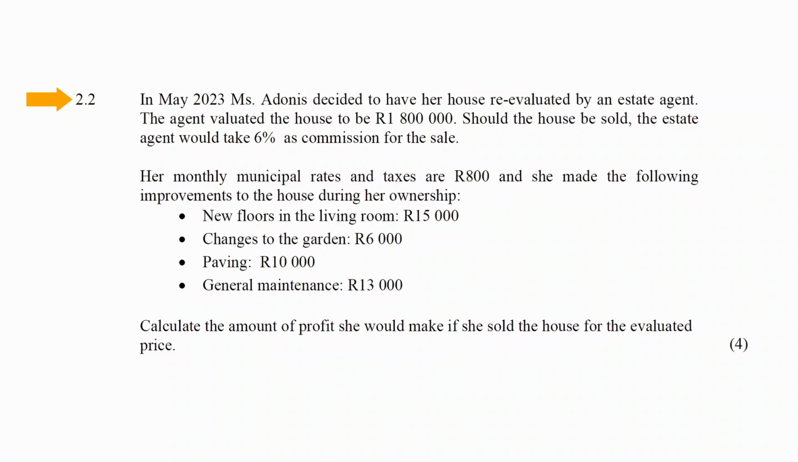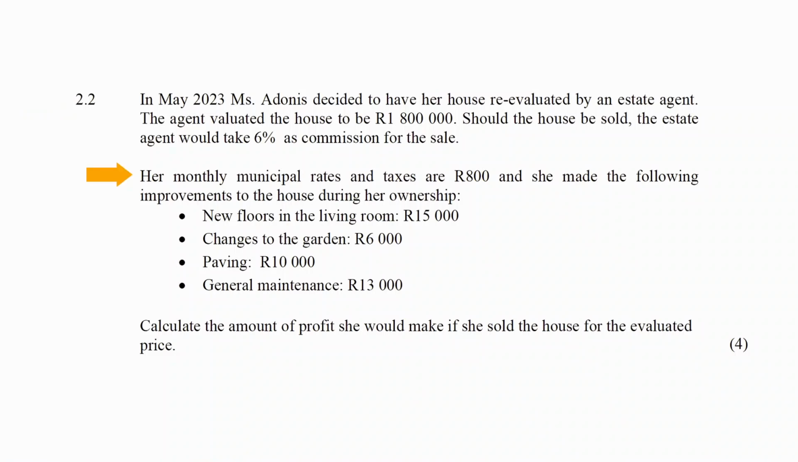Question 2.2 states that in May of 2023, Mr. Donors decided to have a house re-evaluated by an estate agent. The agent valuated the house to be 1,800,000 Rand. Should the house be sold, the estate agent would take a 6% commission for the sale.